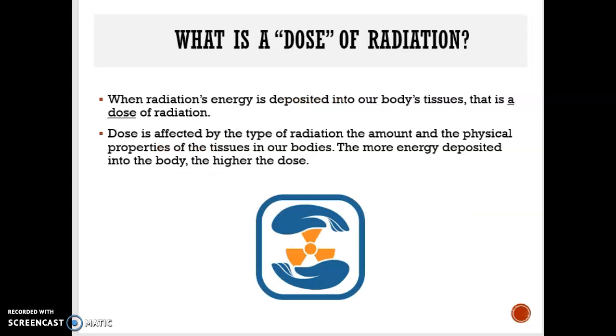When radiation energy is deposited inside the body, in the body tissues, this is referred to as radiation dose, or a dose of radiation. Dose is affected by the type of the radiation, the amount and the physical properties of the actual tissue within the body, and the more energy deposited in the body, the higher the dose will be. So remember us talking about the photoelectric effect and how that contributes to the image formation. It is significant, but it also increases the absorbed dose of the body.